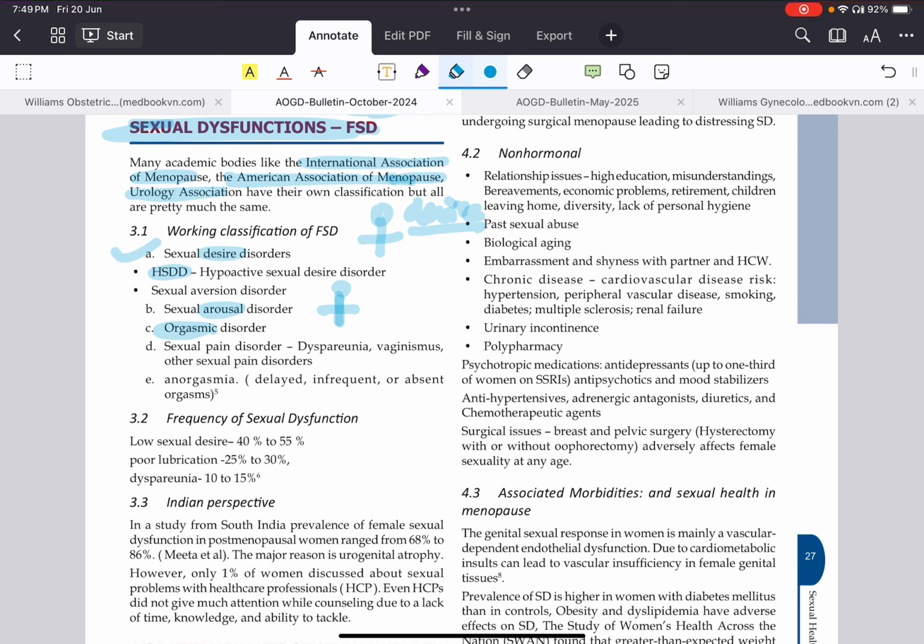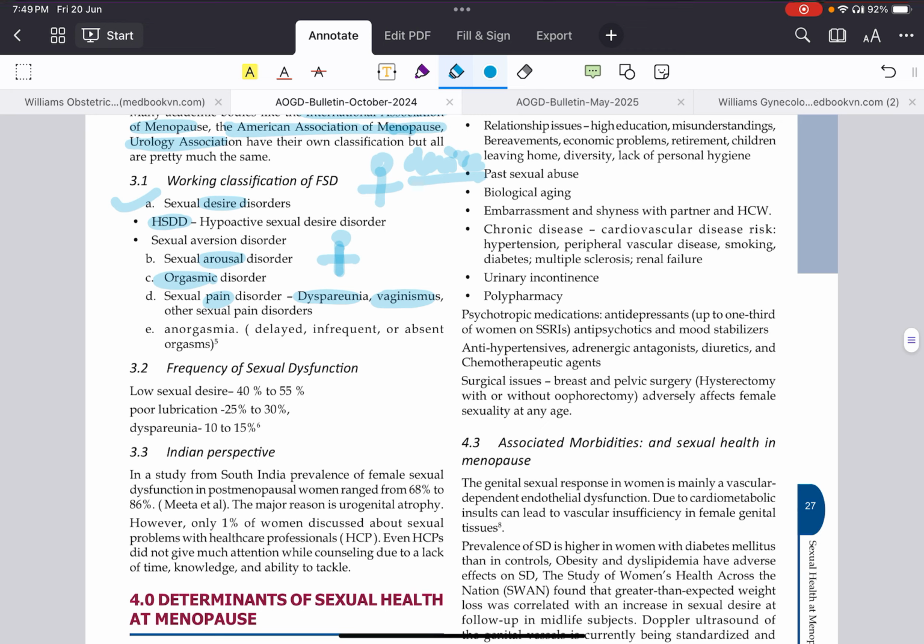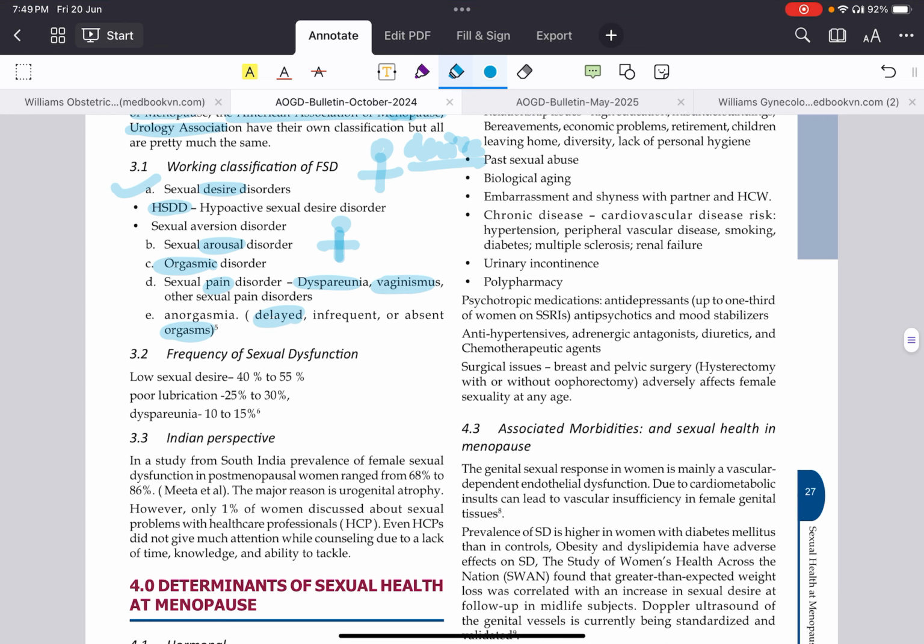If she is feeling that also, if she's just adjusting, then there will be pain because of dryness, that is dyspareunia, vaginismus, other sexual pain disorders, okay? Orgasms will be delayed, or sometimes there will be absent orgasm. So these are different sexual desire disorders.